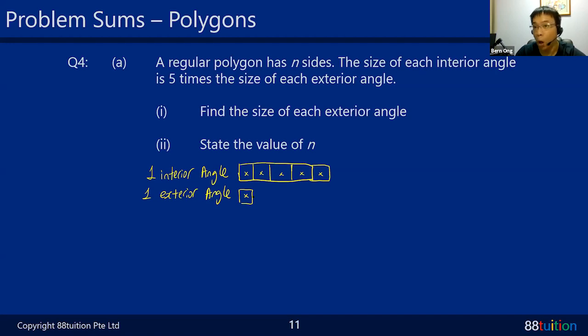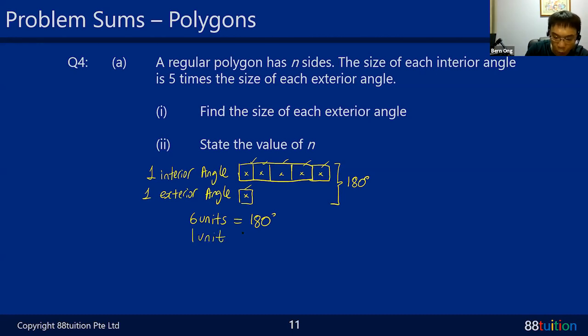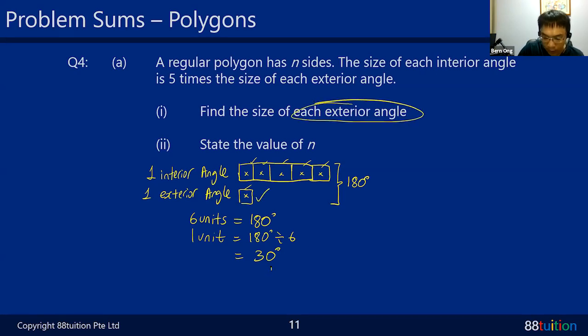And remember, what is the third formula? One interior and one exterior gives you 180 degrees. So how many units are we talking about here? 1, 2, 3, 4, 5, 6. 6 units is equal to 180 degrees. Can you see? Okay. So go and find 1 unit. 1 unit is 180 divided by 6, which gives you 30 degrees. Is that the answer? Find the size of each exterior angle. Yes, 30.